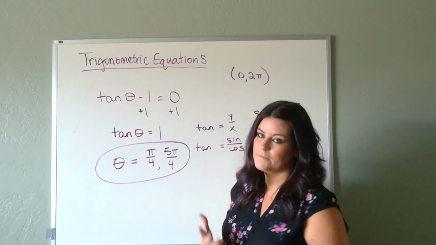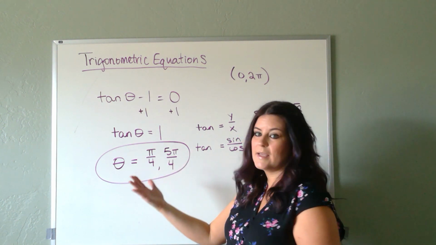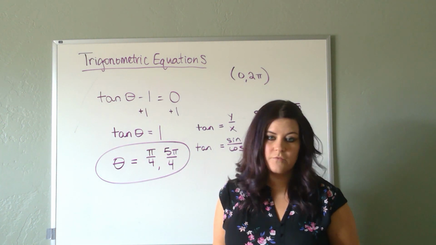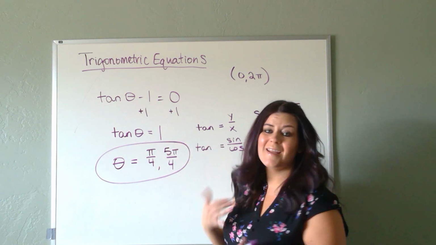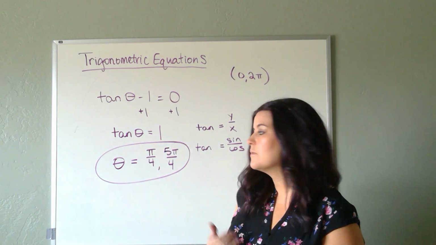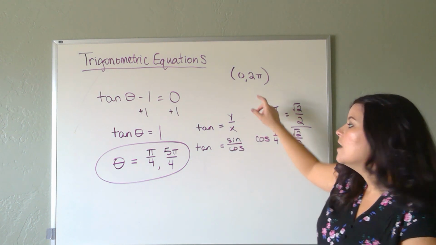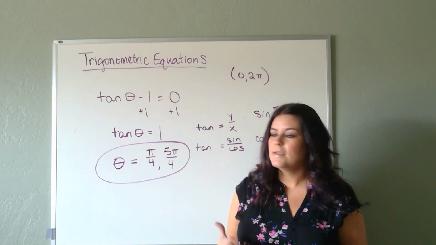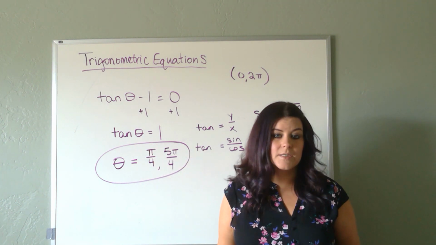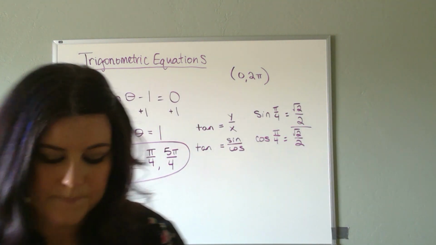Be careful, again, with the sign. You don't want to put the second or the fourth quadrant pi over 4 angles in there because tangent's -1 in those quadrants. So we're really careful with our signs. We're making sure we're staying within our interval. But once you isolate the trig function, you really are just looking at the unit circle for your answers.